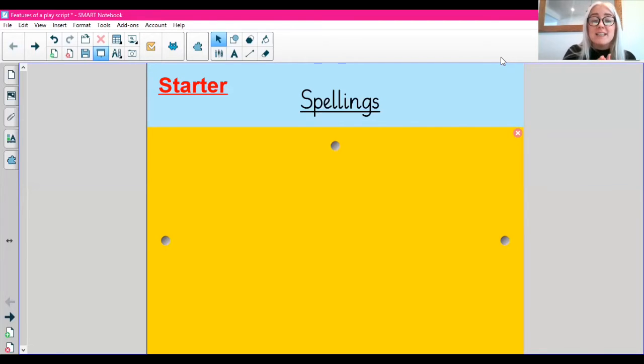We're going to have a practice at some of our spellings. So go and grab a bit of paper, a notebook, and a pencil, and I'm going to read out a spelling, and you're going to try your best to spell it. Okay?